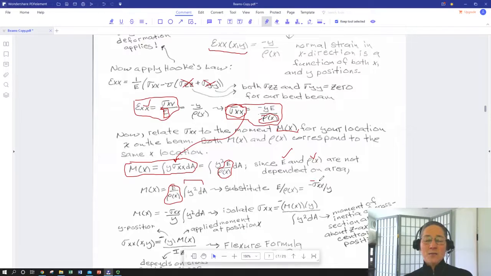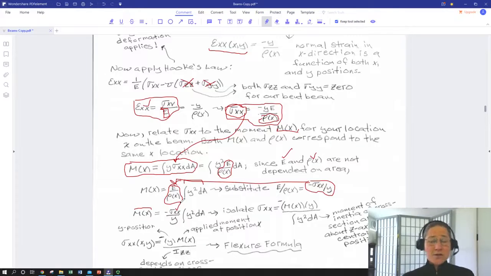Okay, so we can put this right there in front of the integral. So now we can relate moment, which is something we can calculate with statics, to stress, which is something that we might want to compare to a maximum limit in a handbook like yield stress or something, divided by the distance from the neutral axis to any position we care about, times this integral of y squared dA.